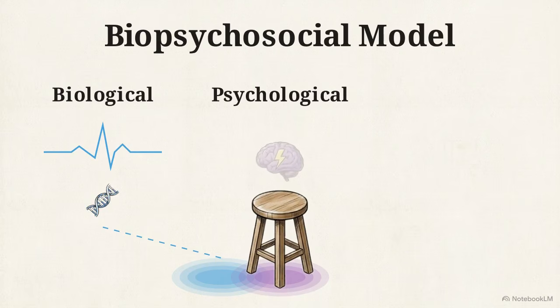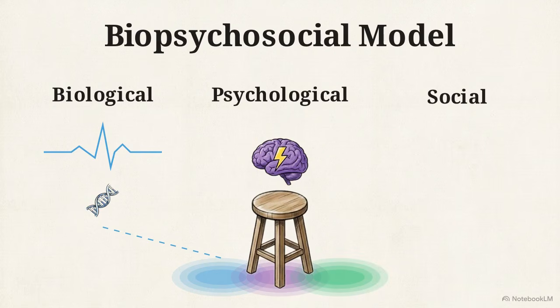The second leg is the psychological pillar. You probe for co-occurring mental health conditions, trauma history, and the client's baseline coping skills. The third leg is the social pillar. This requires you to uncover environmental factors, focusing on legal history like DUIs, housing stability, and peer support networks.